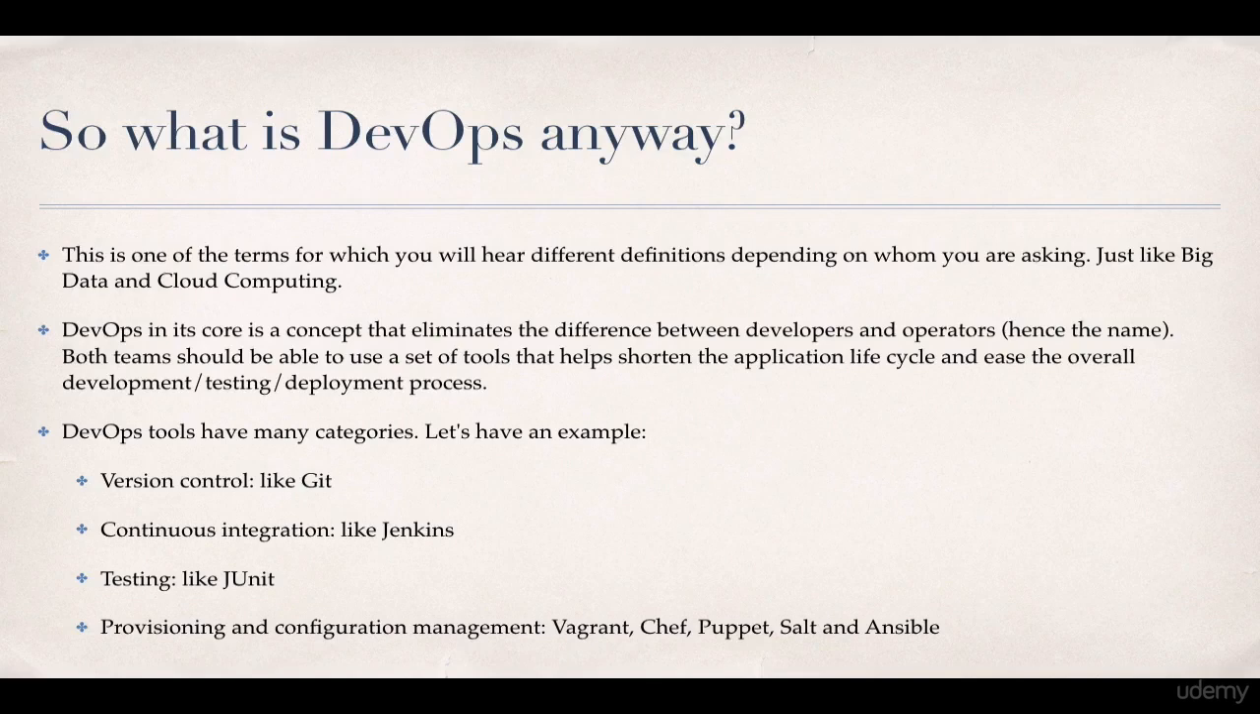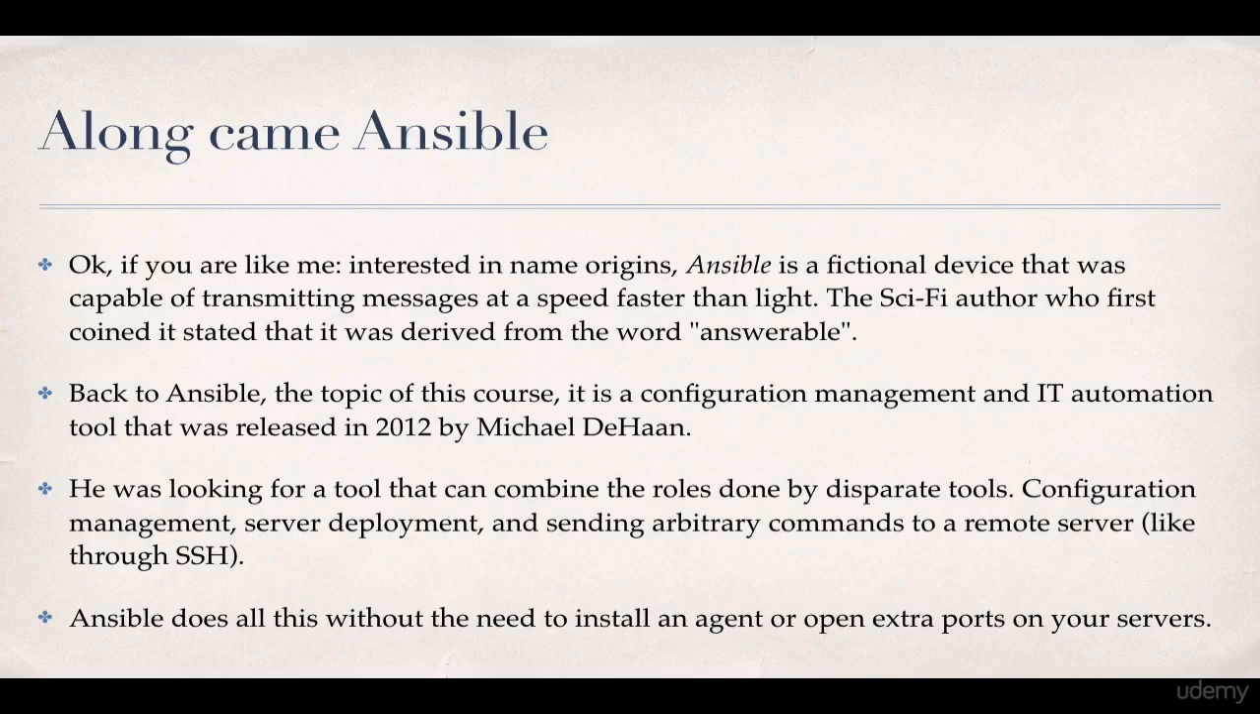DevOps tools have many categories. Let's have a quick example. You have version control like Git. We have also Bitbucket and other version control systems. Continuous integration like Jenkins. Testing like JUnit. Provisioning and configuration management like Vagrant, Chef, Puppet, Salt, and of course Ansible. So along came Ansible. Through all this buzz, through all these tools and categories, we have Ansible.